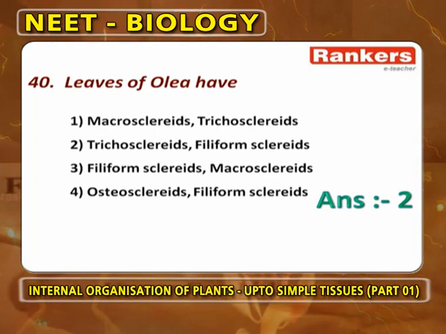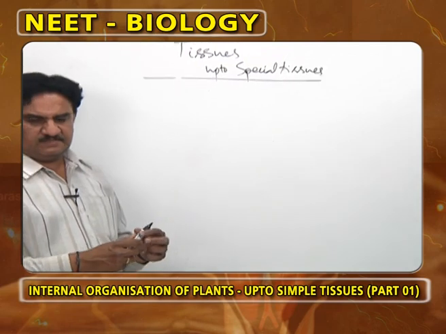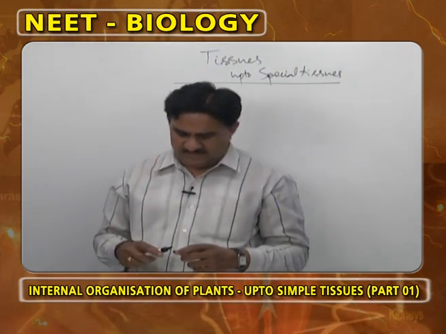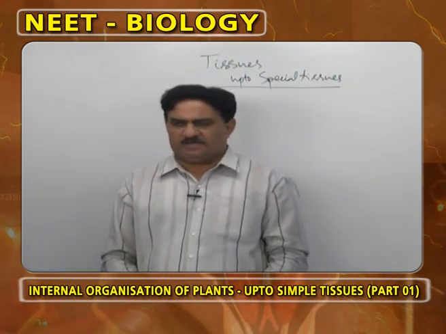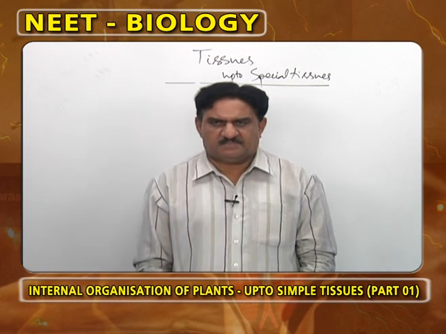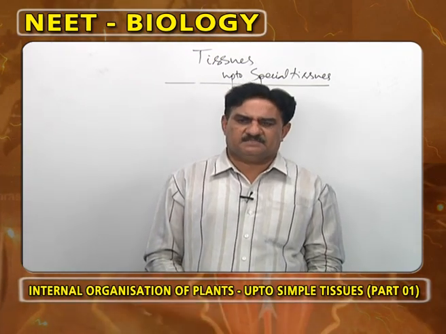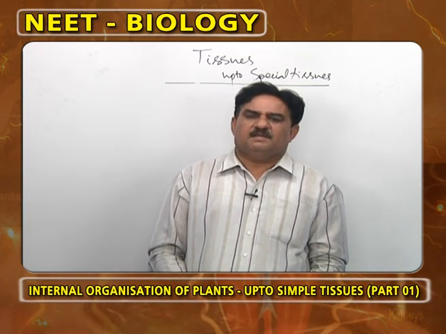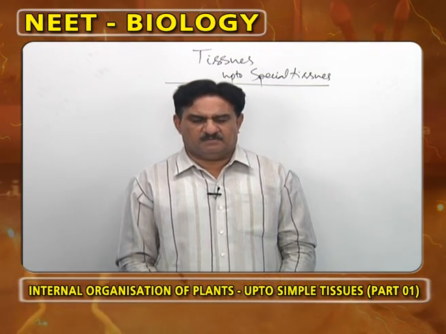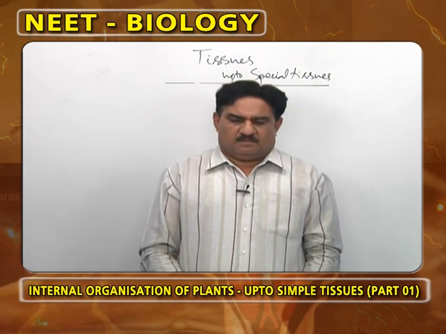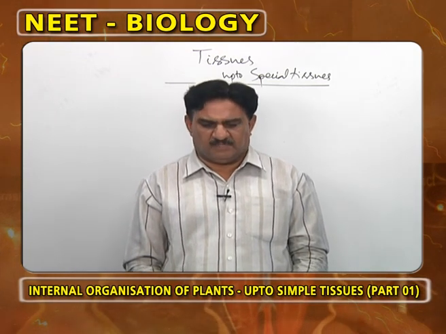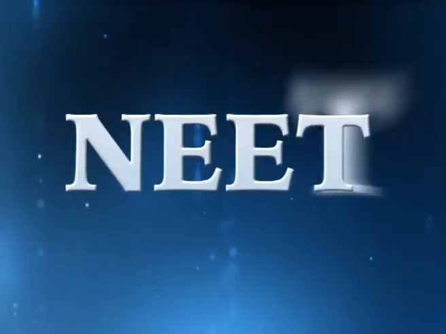So these are some of the points regarding simple tissues: parenchyma, collenchyma, sclerenchyma, and meristematic tissues. Meristematic tissues are identified by special characters and are divided into categories based on origin and position. Based on origin, there are two types: primary meristems and secondary meristems. Based on position: apical, intercalary and lateral meristems. Parenchyma, collenchyma and sclerenchyma are simple tissues. Xylem and phloem are complex tissues. Now we discuss the second part, complex tissues and special tissues.